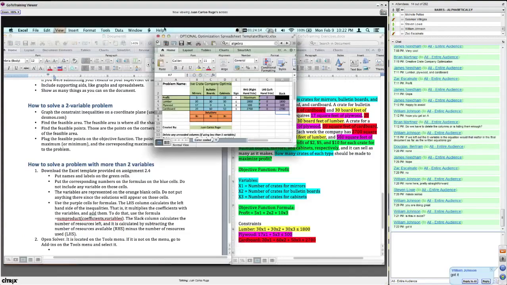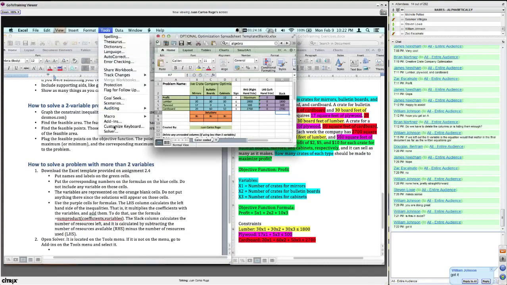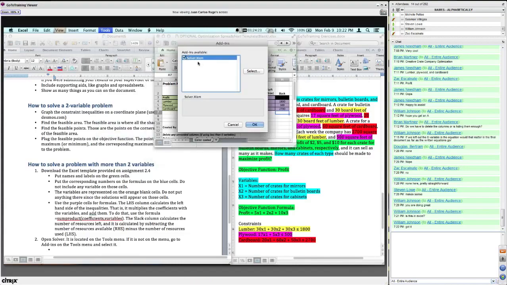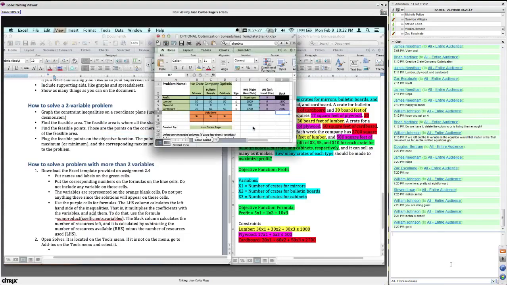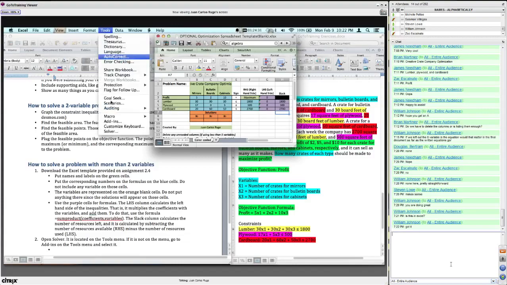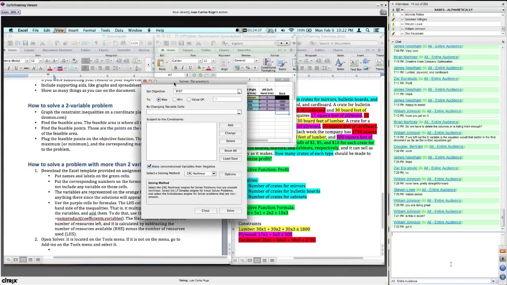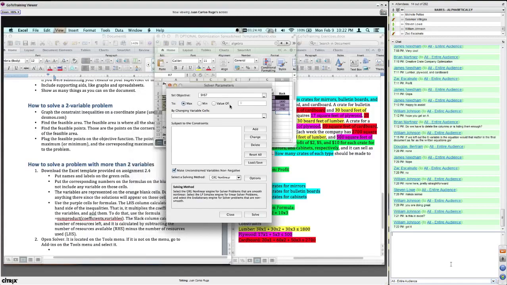Okay, so here. Tools. Here is Solver at the end, but if you don't have it, add-ins. On add-ins, you have Solver, you check it, and that's going to be okay. So now, Tools, Solver. This is how you use Solver. I'm going to tell you how to use it, then I'm going to show you what to use.